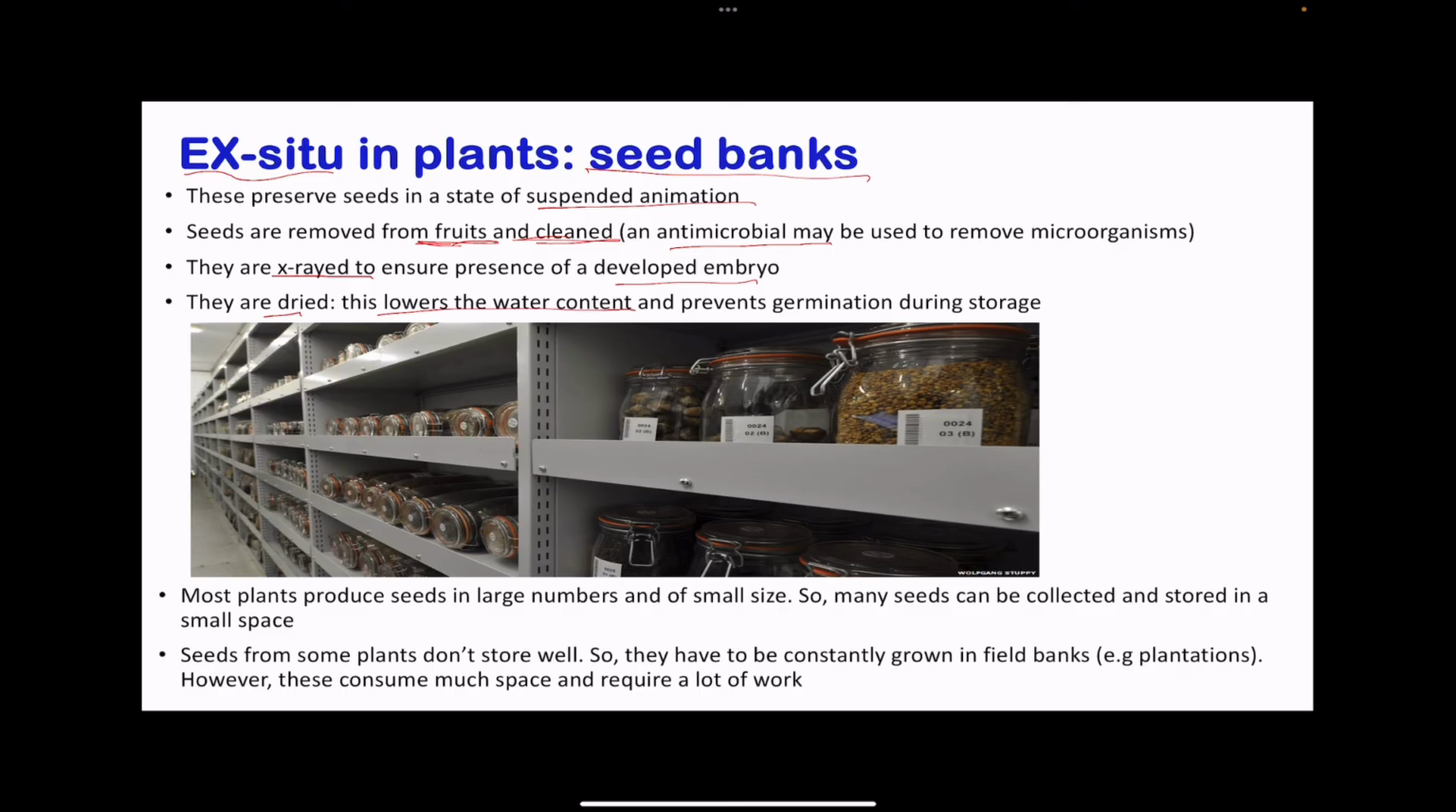Storage of seeds is carried out because many plants produce large numbers of seeds, and again these seeds are small, so many can be collected and stored in a smaller space. However, seeds from some plants don't store well, so these have to constantly be grown in field banks like plantations. However, these consume so much space and they require a lot of manpower, which is going to be quite expensive.